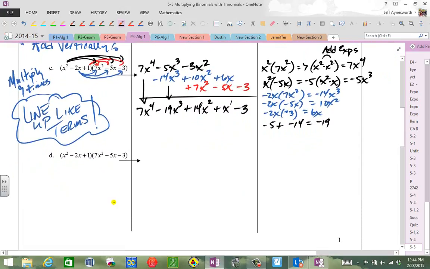Same idea on this one here as the previous one. We got two trinomials. We're multiplying them together, so we're going to multiply 9 times... 3 times 3 is 9. So again, go slow.